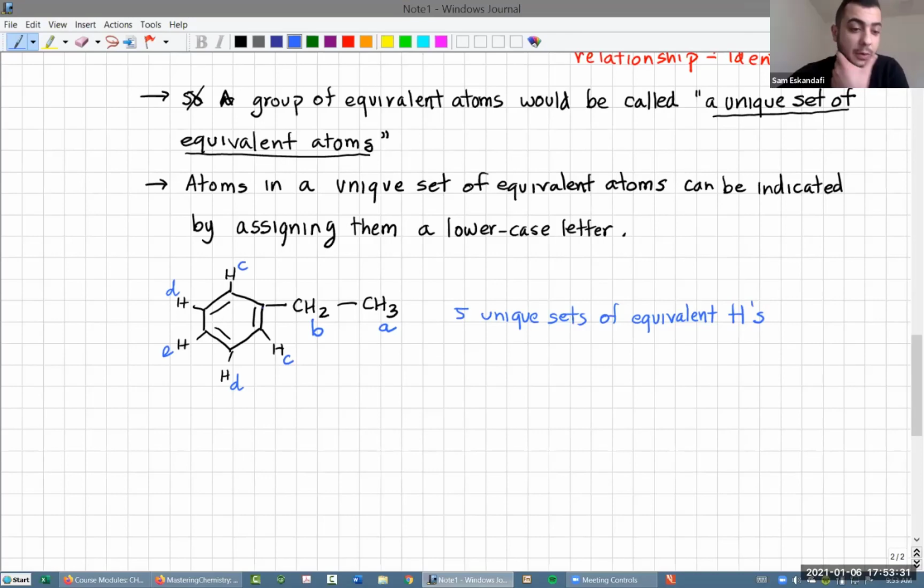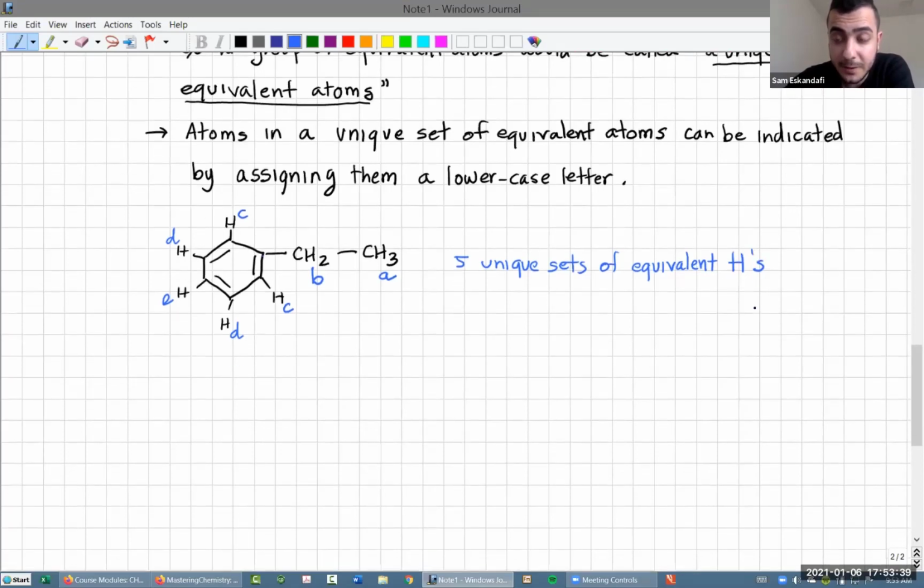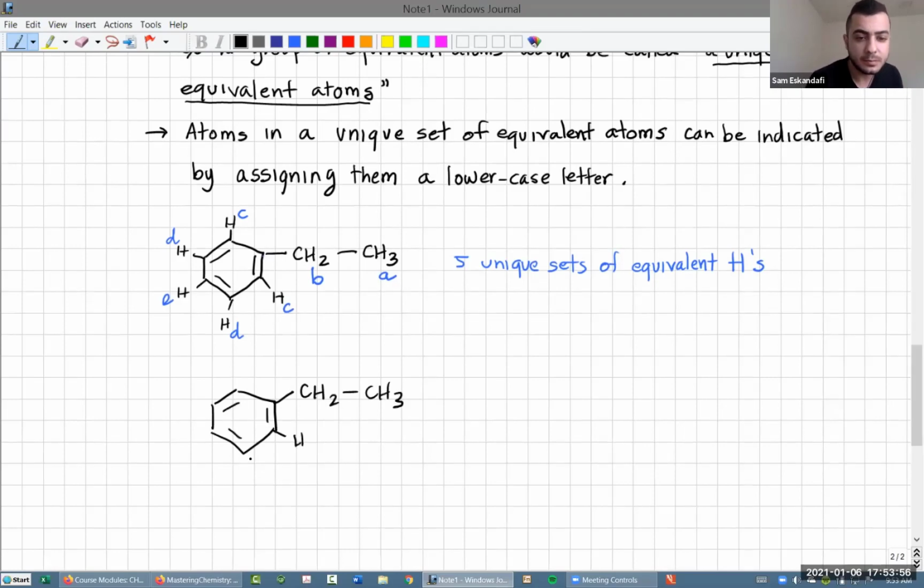Professor, if we were to add a methyl group anywhere in the ring, it's going to change the whole unique sets, right? Exactly. Can we add a methyl group and then see how it's going to change? Absolutely. Let me do that real quickly. I'm going to put it right here. Okay. So I'm going to do this really quickly.